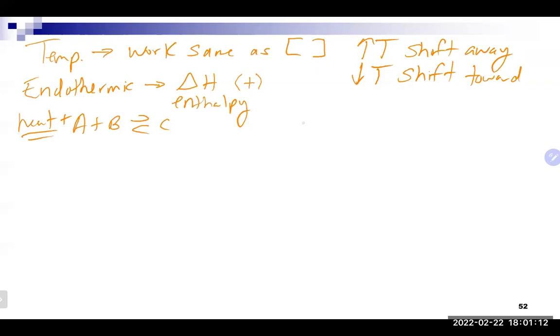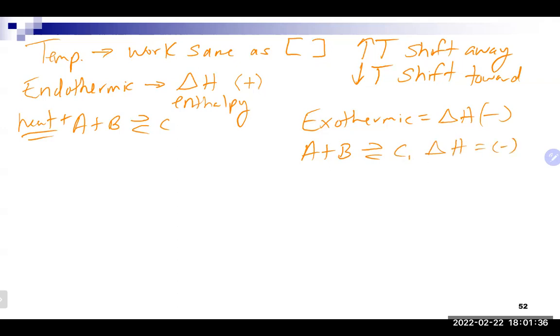And if it's exothermic, that means that the delta H would be negative. Heat and energy is being released in an exothermic reaction. And just like the other, we think about heat and energy in this case as a product. I should actually write it in there on the product side. So we think of it as a product.